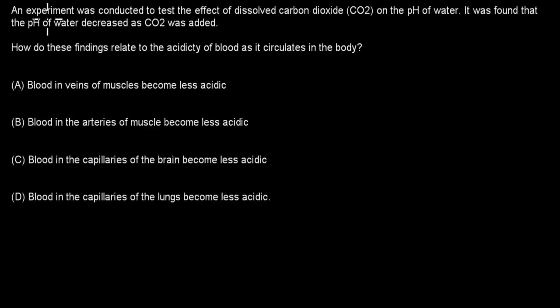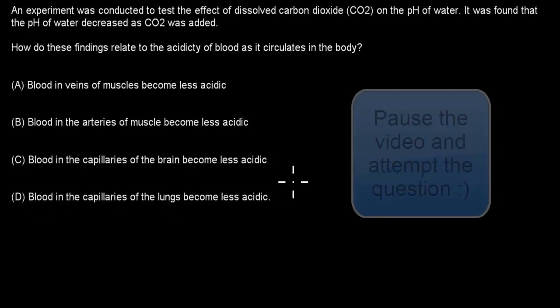Next one is, an experiment was conducted to test the effect of dissolved carbon dioxide, CO2, on the pH of water. It was found that the pH of water decreases as CO2 is added. How do these findings relate to the acidity of blood as it circulates in the body? A. Blood in the veins of muscles become less acidic. B. Blood in the arteries of muscles become less acidic. C. Blood in the capillaries of the brain become less acidic. And D. Blood in the capillaries of the lungs become less acidic.